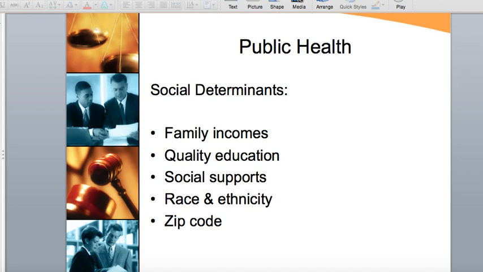And we also know that factors such as race, ethnicity, and zip code can go a long way in predicting someone's life expectancy and health outcomes. That shouldn't be the case, but we do know that social determinants of health will make a huge difference in terms of the overall public health of a population.